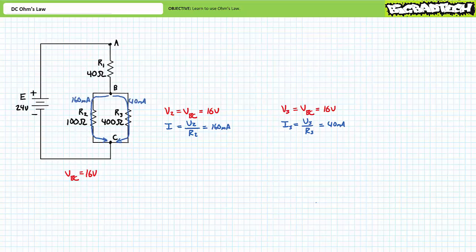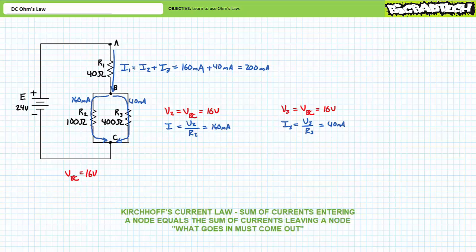Take a look at what's happening at node B. 160 milliamperes of current leaves node B and travels to C through resistor R2. Similarly, 40 milliamperes of current leaves node B and travels to node C through resistor R3. It stands to conjecture 160 milliamperes plus 40 milliamperes, or 200 milliamperes, must therefore be entering node B through resistor R1. This is a preview of Kirchhoff's current law, which states the summation of currents entering a node equals the summation of currents leaving a node. We'll examine Kirchhoff's current law in greater detail in later lectures on fundamental parallel circuit properties. In short, what goes in must come out.